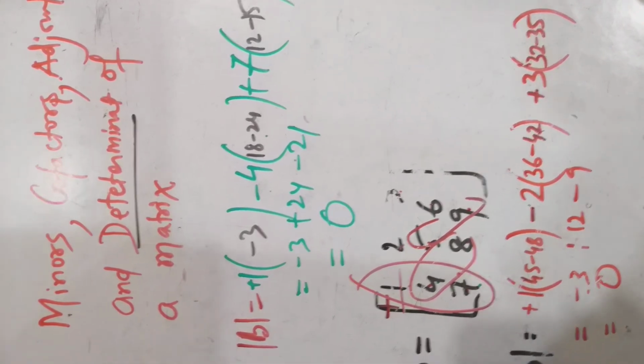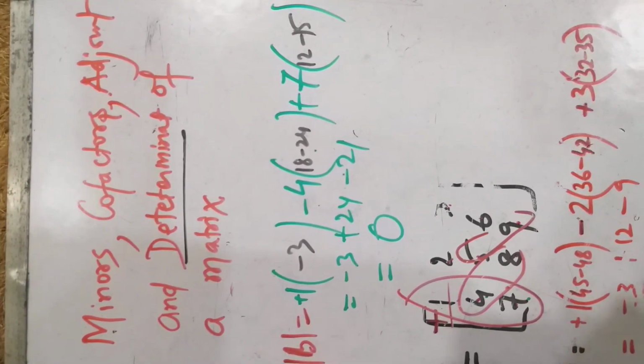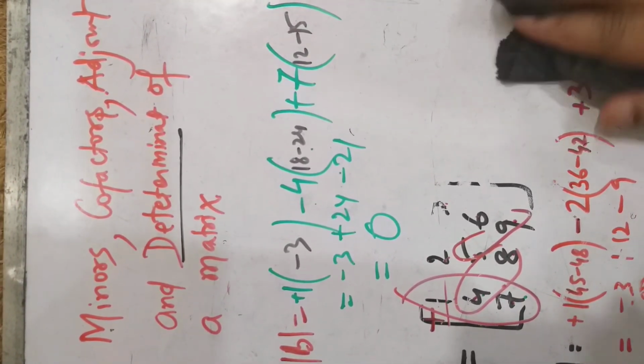Fine. So the next thing is how to find minors and cofactors. Minors.